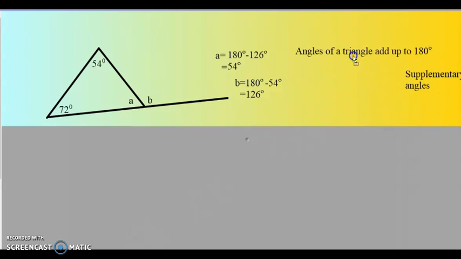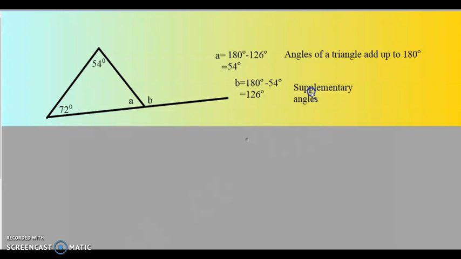One thing that is very important here. For the first one, A, we calculated that by virtue of the angles of a triangle adding up to 180 degrees. And B, we calculated as supplementary angles. Angles on a straight line add up to 180 degrees. So the reason why we say what we say needs to be there.